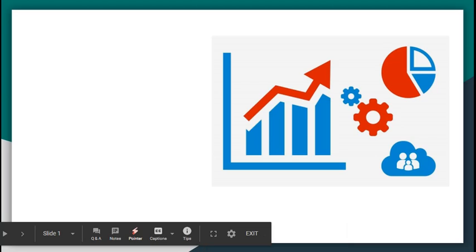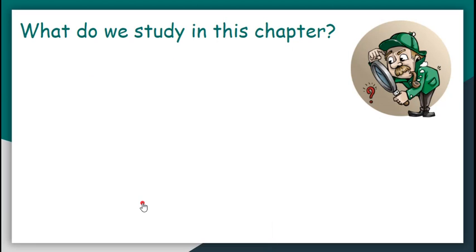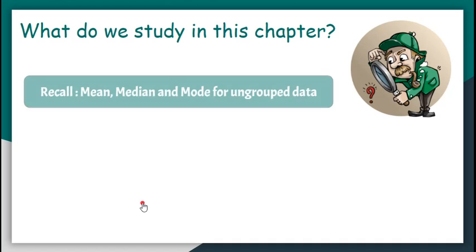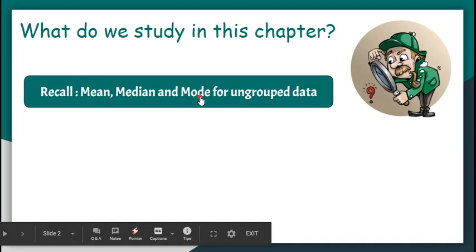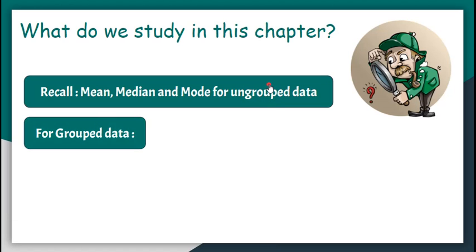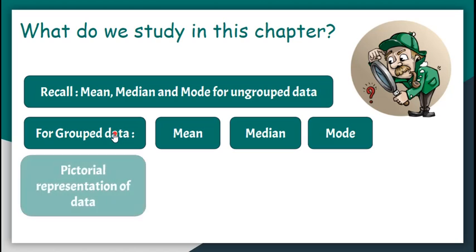Hello everyone and welcome to another Math 1 session in which we are discussing the chapter called Statistics. Let's quickly deep dive to understand what we are studying in this chapter. We will start by recalling the calculation of mean, median and mode for ungrouped data. From there we will move ahead and do the same calculation of mean, median and mode, but this time for grouped data. And in the end we will study different types of pictorial representation.